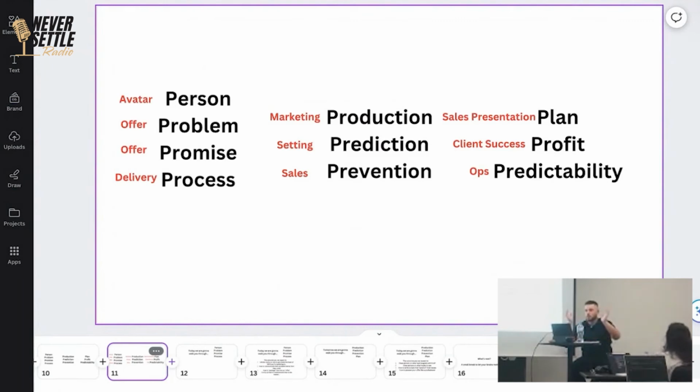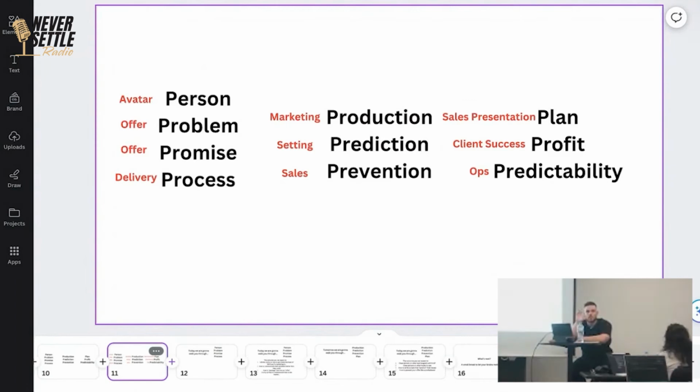And all your marketing is based around that forever and a day, over and over and over again. Your setting is based off all that. Your sales calls are all based off that. Your sales presentations are all based off that. Your client success is based off that. And the way in which you bring team in is based off that at the same time too.